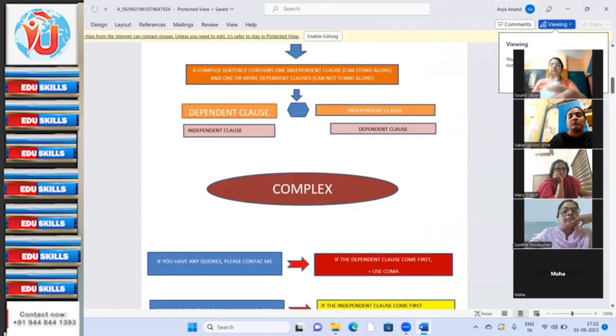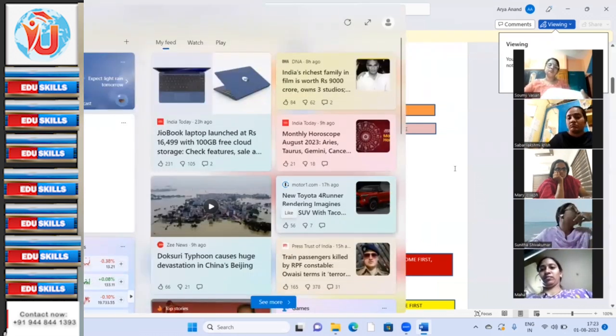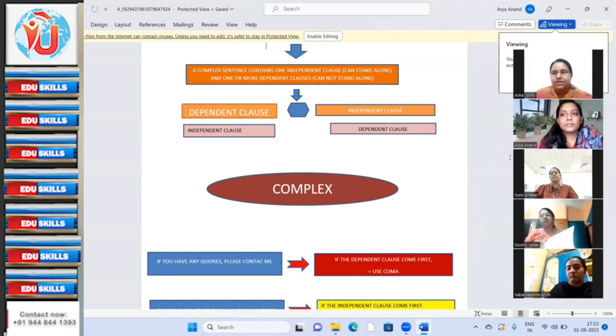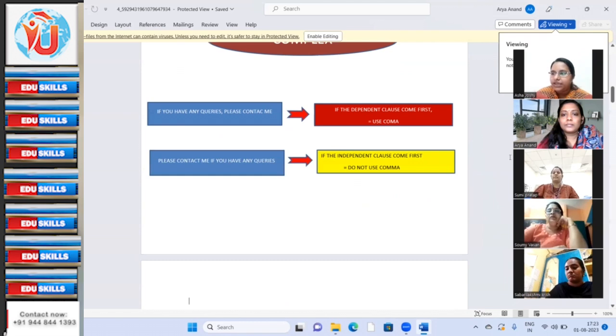A complex sentence contains an independent clause, which can stand alone, and one or more dependent clauses, which cannot stand alone. After a dependent clause, we have to put a comma and then write the independent clause. If you write the independent clause first, there is no need to put a comma, and then we write the dependent clause. Now I can show one example.